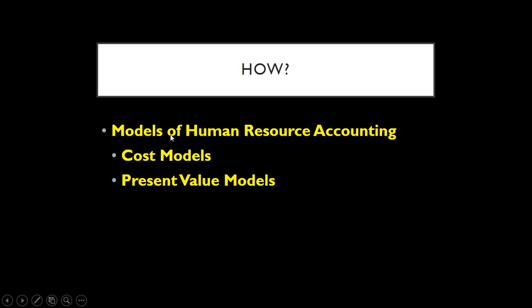If we say that human resource is an asset, first we have to check whether it fulfills the definition of asset. An asset is anything which has the ability to generate future cash flows. Since human resources also have the ability to generate future cash flows, we can assume that human resource can be treated as an asset. If it has to be treated as an asset, we have to find out what will be the value of it. So the value, just like in any other model of asset accounting, can be the cost model or the present value model, which is also called the discounted cash flow model.